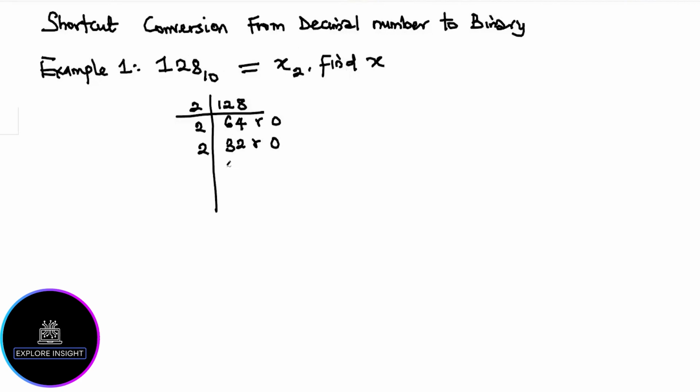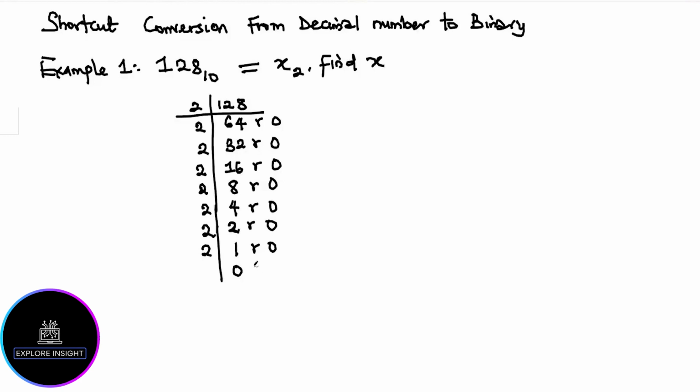2 into 32, we have 16 with a remainder of 0. 2 into 16, we have 8 with a remainder of 0. 2 into 8 will be 4 with a remainder of 0. 2 into 4 will be 2 with a remainder of 0. 2 into 2 will be 1 with a remainder of 0. And 2 into 1 will be 0. That means impossible, and we have this remainder as 1.